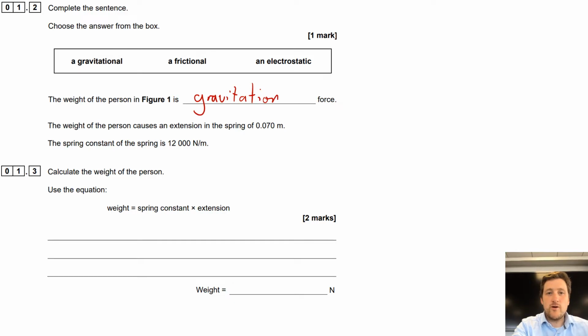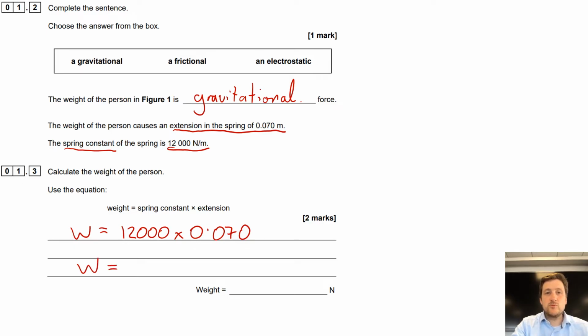And again, we're talking about weight, which means it's unsurprising that the next question uses the weight equation. The weight of the person causes an extension of the spring. Always look for these numbers and what they mean. The extension is 0.07 meters, and the spring constant is 12,000 newtons per meter. So how do we write this? We write W for weight, and it's 12,000 times 0.070. We do that in our calculator, so that substitution gets us 1 mark. Doing it on our calculator gets us the other mark, which is 840 newtons.